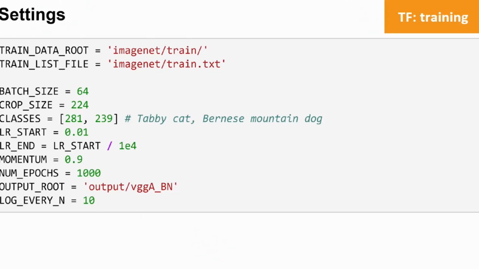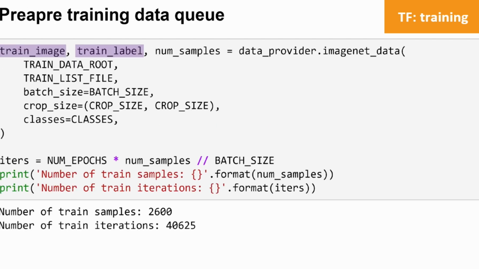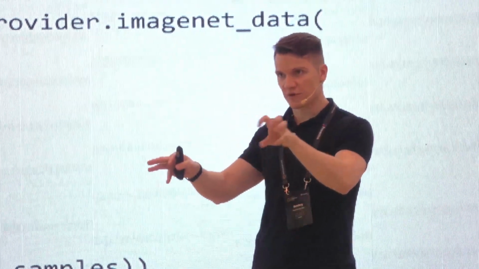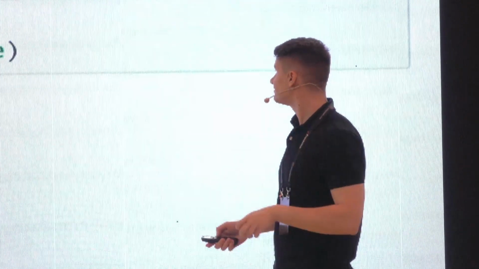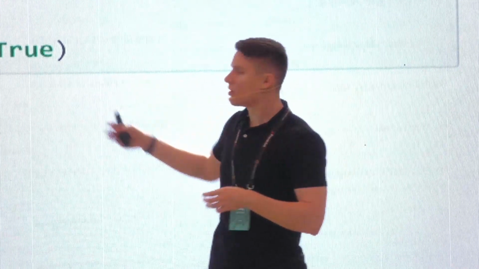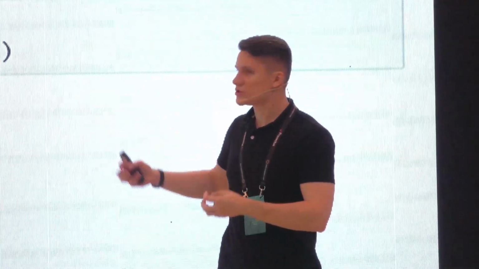Some settings for training, like crop size. We will be cropping our image. Learning rate is the speed at which we apply gradients during gradient descent, and some other stuff, not really important here. We have our tensors called train image and train label. Those are the tensors which we will grab to get our training data one by one, getting a batch of images and a batch of correct labels. Then we'll define our net with this line of code. Logits is the output, train image is the input node.